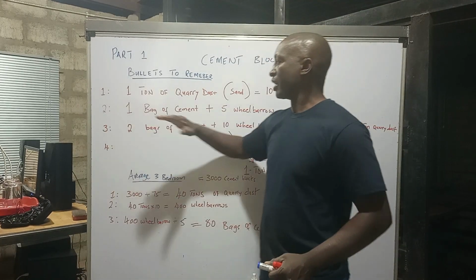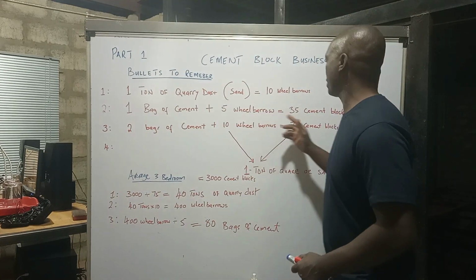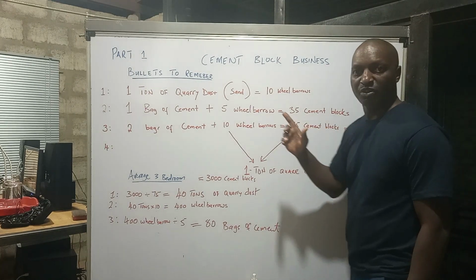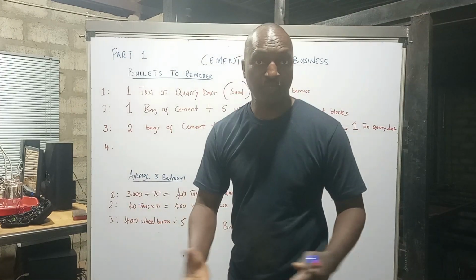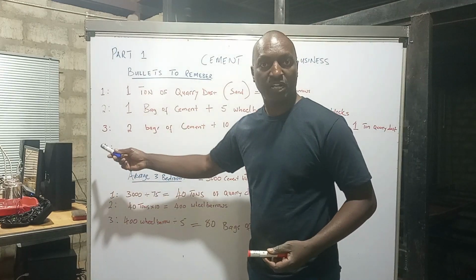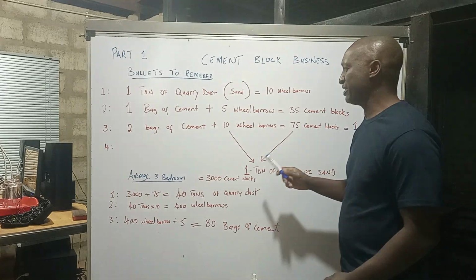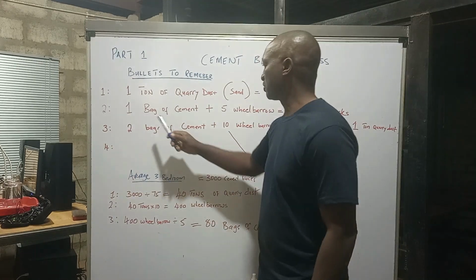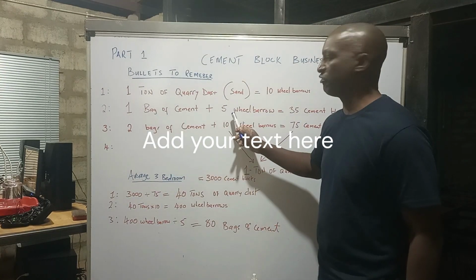Point number 2, a bag of cement plus 5 wheelbarrows should be able to give you 35 cement blocks. All right? So when I offloaded that Qualitas from the pickup, I used to get 10 wheelbarrows. And then when I made blocks out of that, I used to make 75 blocks. Which means that I was getting 10 wheelbarrows. But now the mixture that we are doing, we are taking 1 bag and we're mixing with 5 wheelbarrows.